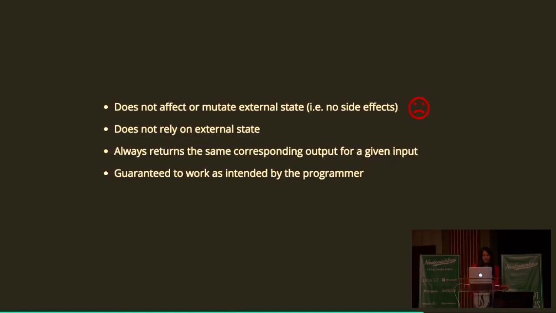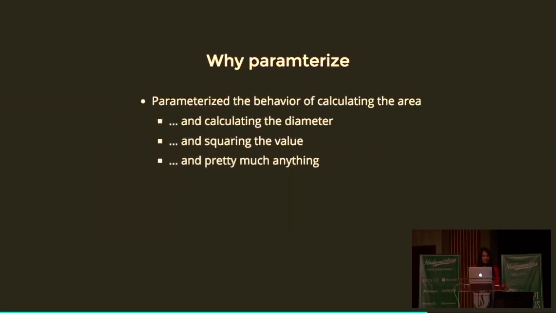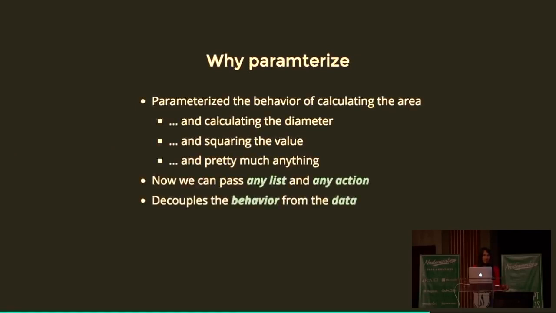So going back to our checklist, does parameterizing stuff ensure that we don't affect or mutate external state? Not really. Does it ensure that we don't rely on external state? Not really. Does it ensure that we always return the same corresponding output for a given input? Not really. Does it guarantee to work as intended by a programmer? Not really. But it does give us a lot of other benefits, like passing any list to any data, basically having a generalized function, and decoupling the behavior from the data, like our action from the list.